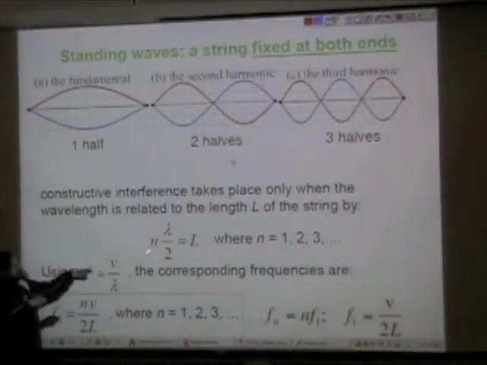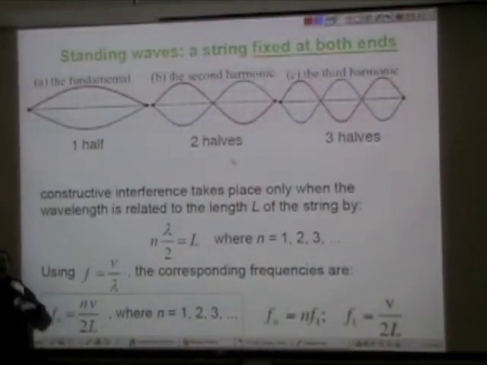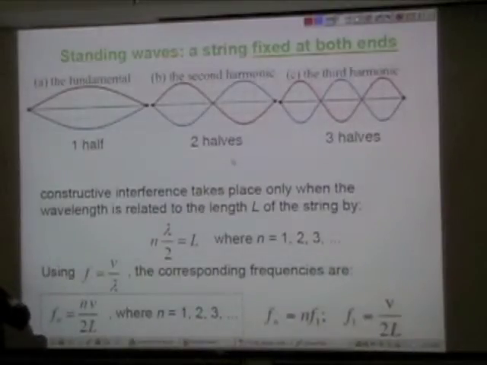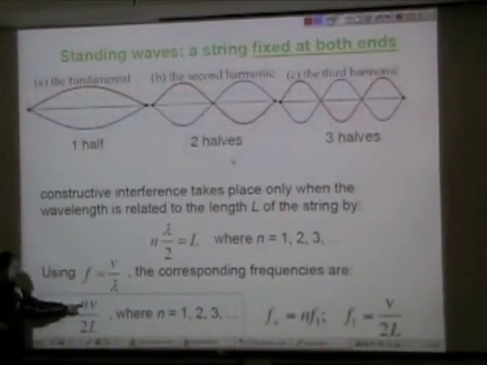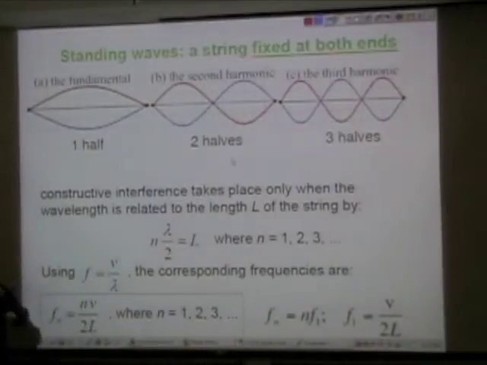So you can combine these two, and that gives you a set of frequencies you can generate. Again, when n equals 1, that gives you the fundamental frequency. And if you multiply by some integer, you can get higher frequency. Second harmonic, third, fourth, etc., etc. That's it. All you need to know is how to draw a picture.